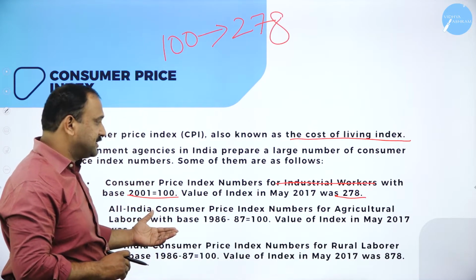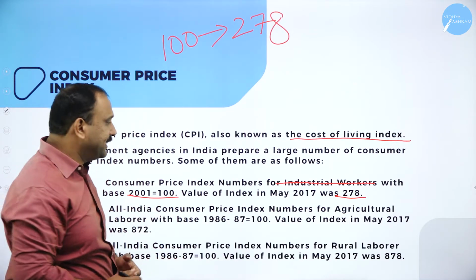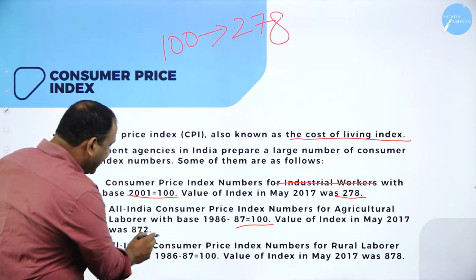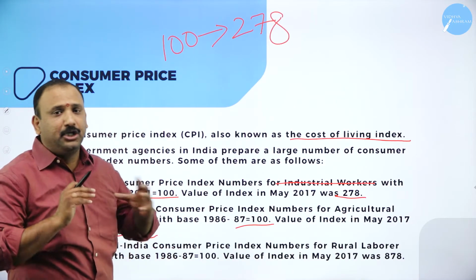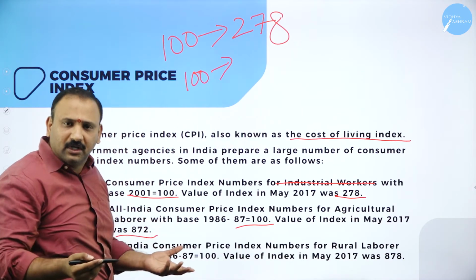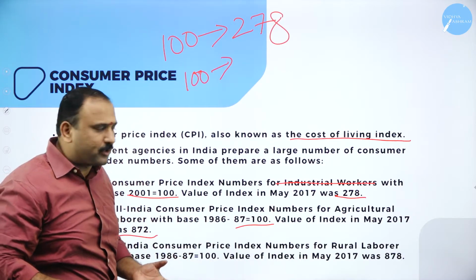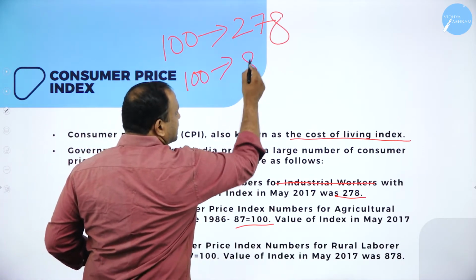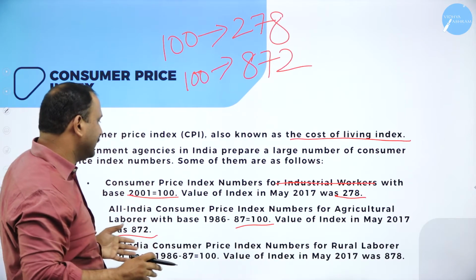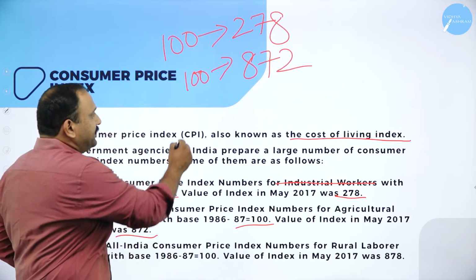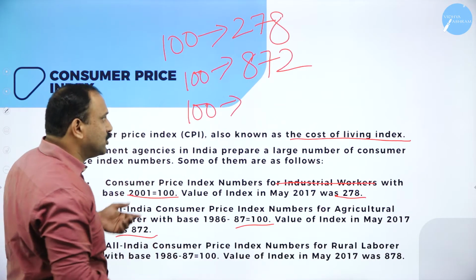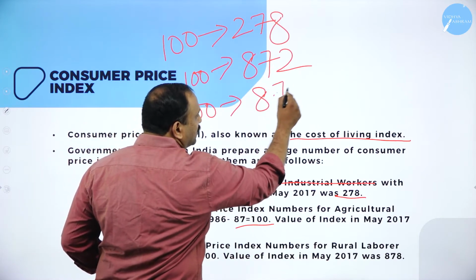Similarly, the All India Consumer Price Index for agricultural laborers in the year 1986-87, again the base was 100, the value in 2017 was 872, a mind-boggling, huge jump that you can talk about. 100 in the year 86-87, that's about 30 to 35 years that we are talking about. And in those 35 years it has jumped up to 872 altogether, a big number. Like this, if you see the rural laborers, again it was 100 in the year 87-88 time period. Now it has gone to 878 in 2017.